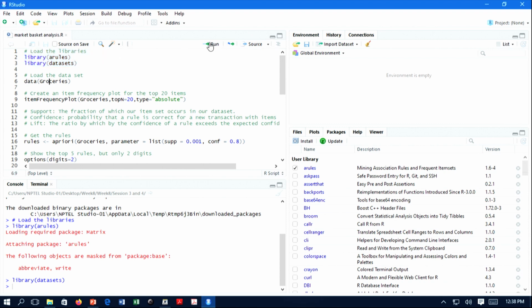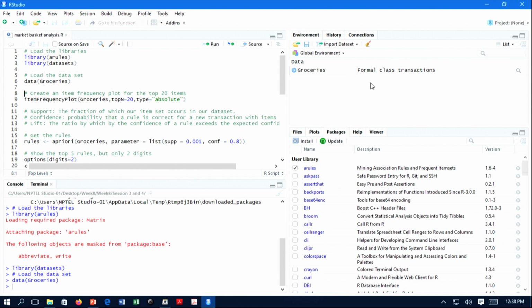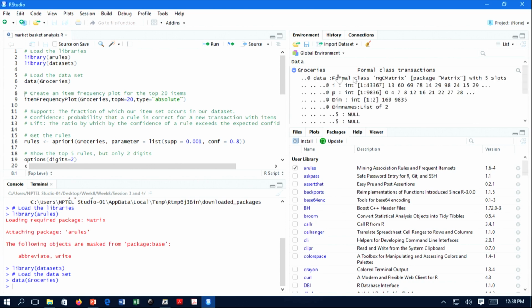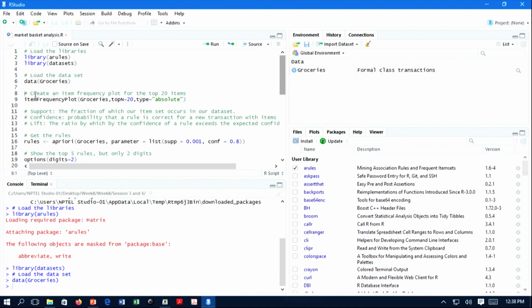Now, the data is Groceries, which is inbuilt data. It is the same one that I have written here, along with all the data classes and so on. So, I have used that.